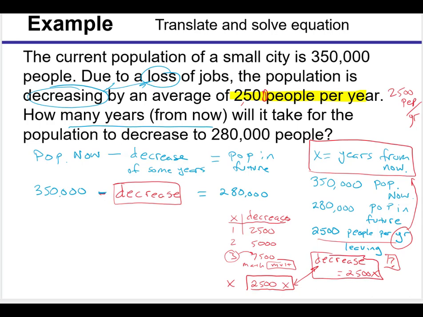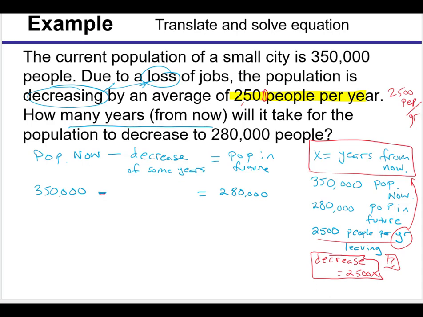Now, the table is like scratch work, so I'm erasing that to make room for the algebra. And now I think we're ready to start solving here. So I can take the decrease out, put in my formula for the decrease, 2,500x. That tells me the number of people that I'm decreasing after x years. And now we can start solving.